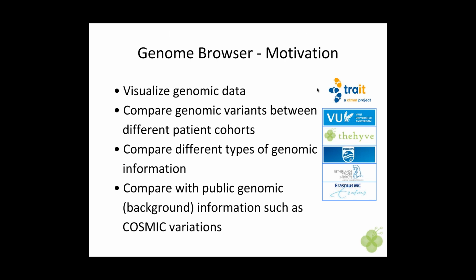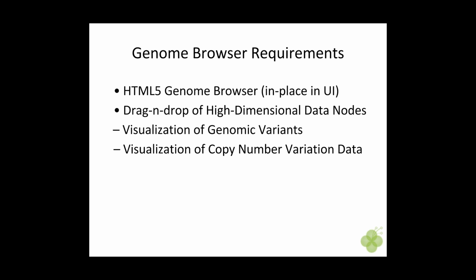So the first demo is the genome browser. Funding for this has been provided by Trade, and we've developed it together with our partners in Trade, Philips Research, Erasmus MC, the Netherlands Cancer Institute, and the Vrije Universiteit Amsterdam. The idea here is that we wanted to be able to visualize genomic data in tranSMART and then be able to compare genomic variants between different patient cohorts. Also bring in copy number variation data and then compare that with background information that you can get from public service, for example, ENCODE.